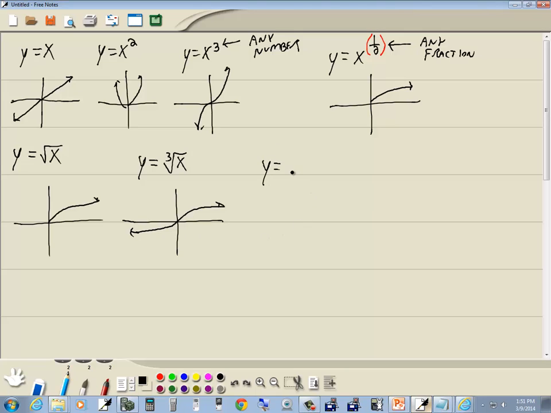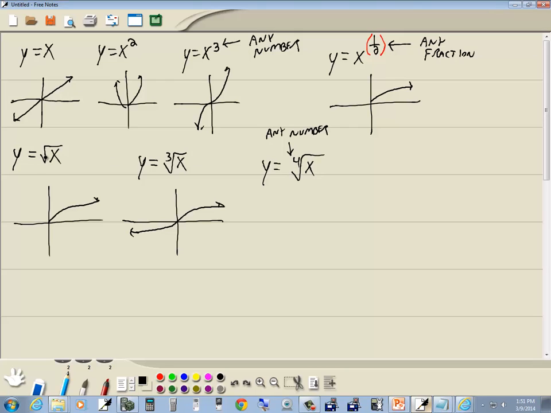Okay, let's take a look at the 4th root of x. Now I could care less what this looks like. I'm demonstrating how you handle it when you've got any number in that slot. This slot is called your index. So here our index is 4.